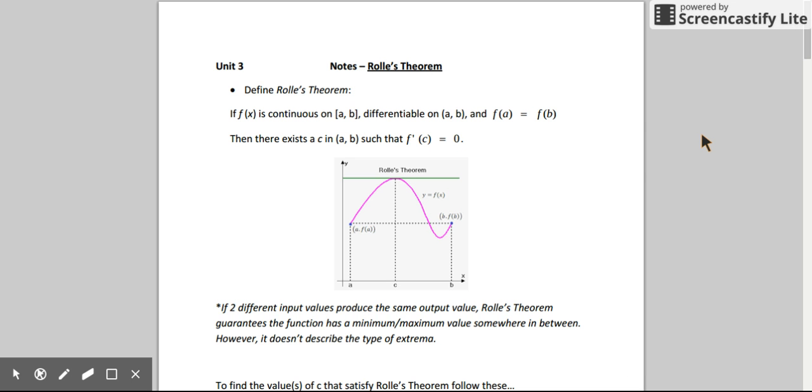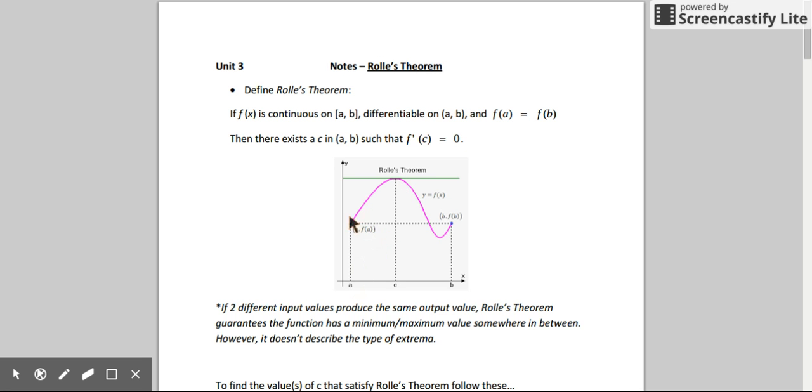In this video, I'm going to be describing Rolle's theorem. Rolle's theorem simply states that if I have two inputs and I plug them into a function, they must give me the same output. And if that's true, then we have a minimum or a maximum occurring between those 2 points. We could use this graph to visualize what I just said.